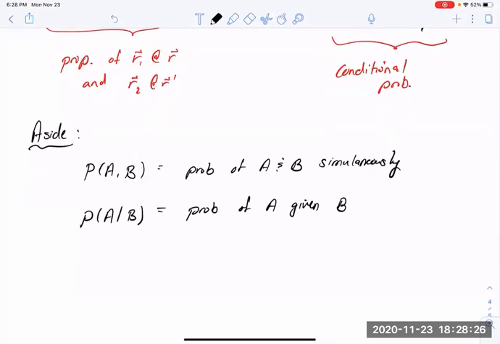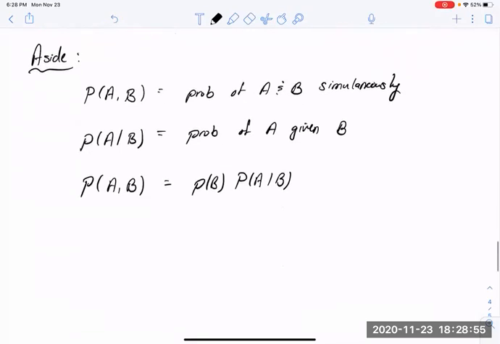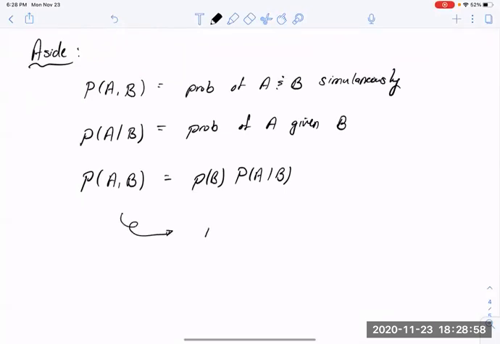A way to write that joint probability of A comma B is to take the probability of A given B and multiply by the probability of B. So the probability of seeing A and B at the same time is equal to the probability of B times the probability of A given B. Rearranging, the probability of A given B, the conditional probability of seeing A given I just saw B, is equal to the joint probability of A and B divided by the probability of just B, the so-called marginal probability. This is known as Bayes' theorem.